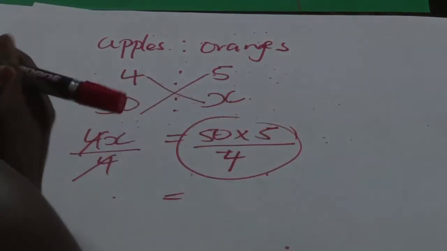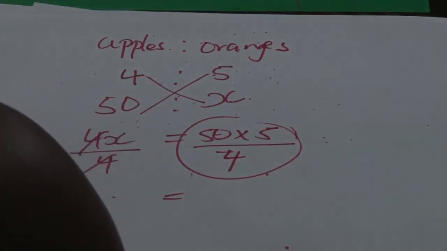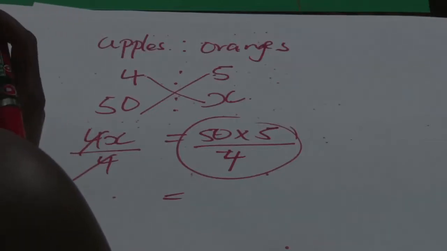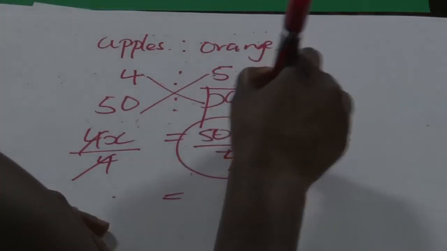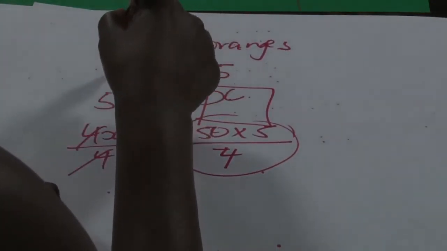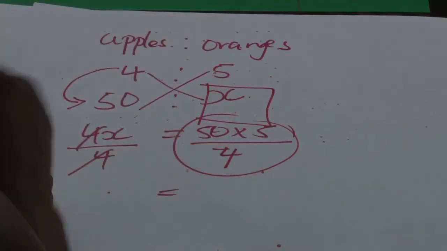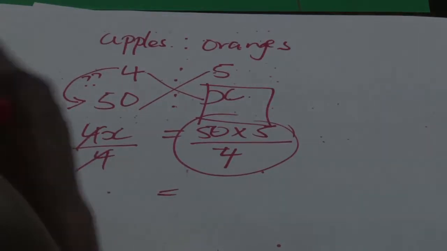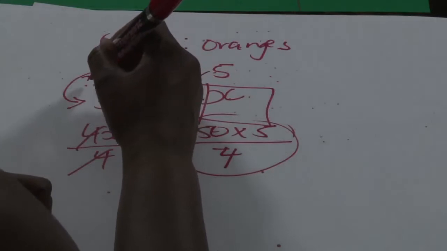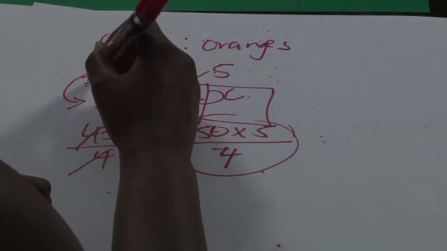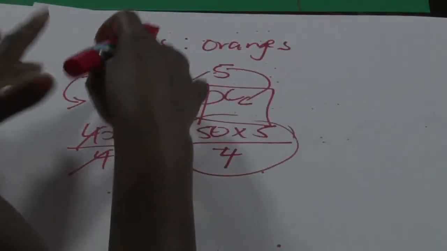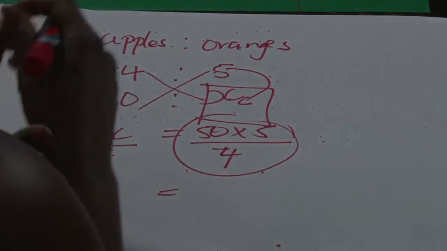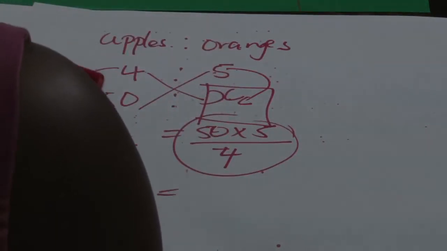Then you get how many oranges there are. That is one way of doing it. You can cross multiply. You can also work out the missing number here. Which number did you multiply by 4 to give us 50? Which number was multiplied by 4 to give us 50? So if you find out maybe that it's 5 or 7, then you do the same here, because these numbers were either increased or decreased by the same quantity.